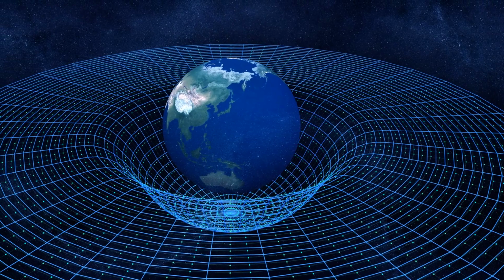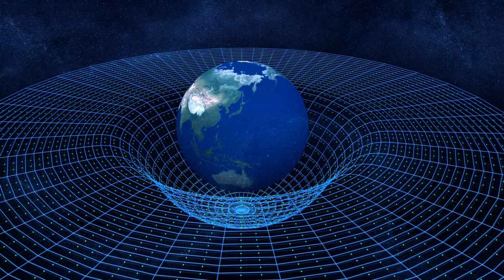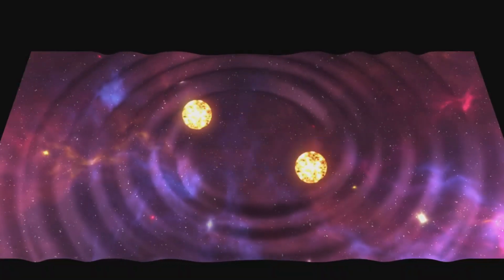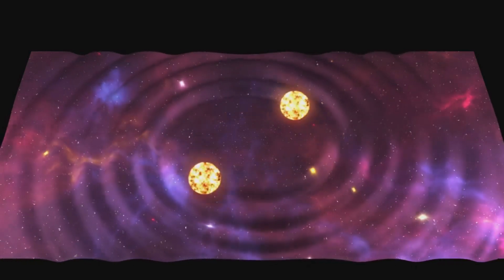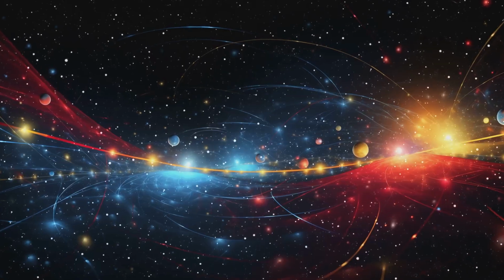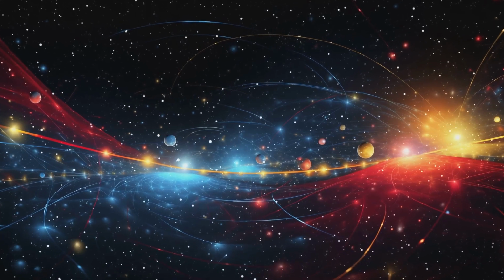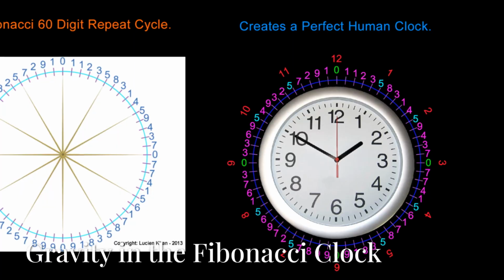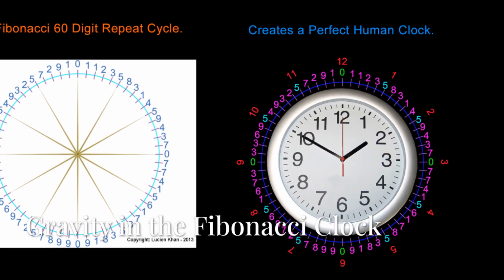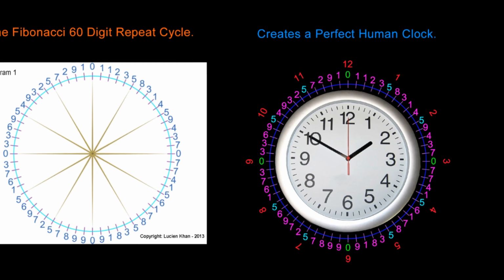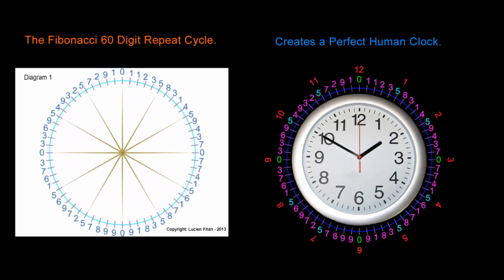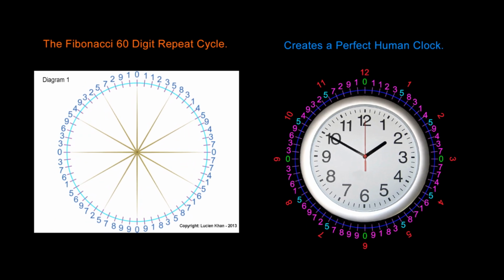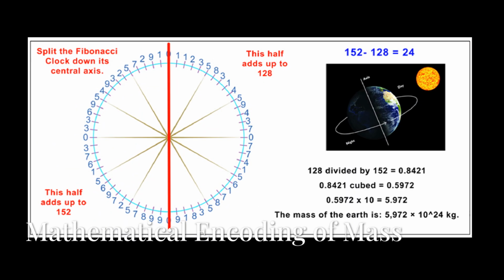Einstein suggested that gravity might be caused by a warping of space-time. Other physicists think there might be an as yet undiscovered particle called a graviton, which gives particles their mass. And others think mass is caused by a particle's motion through the Higgs field. I suggest that mass and gravity, like all the other forces, is not a real force, but is rather being mathematically generated right here in the Fibonacci clock.